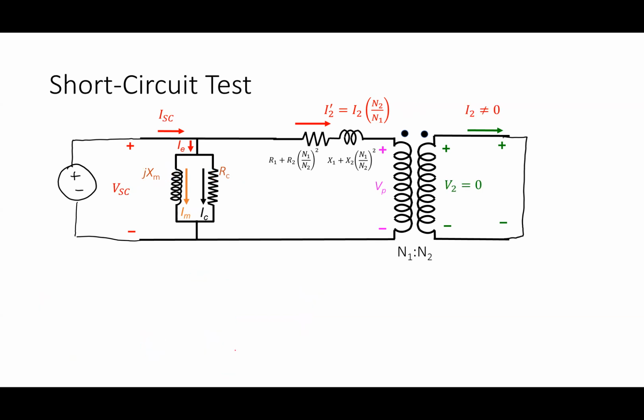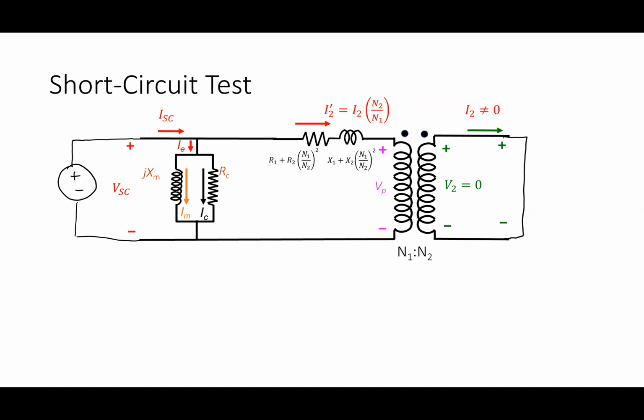Here's the short circuit test. Hopefully you can see why I don't apply the same voltage in this case. If I applied the full rated voltage, the short circuit would end up being a pretty big current here. So if you actually do this test, you start out with a variable source, and VSC starts at 0 and you slowly increase it until ISC gets to be the rated value. That's how you actually do it.